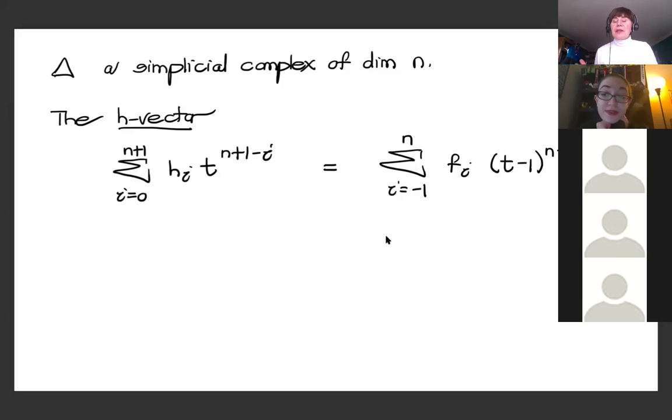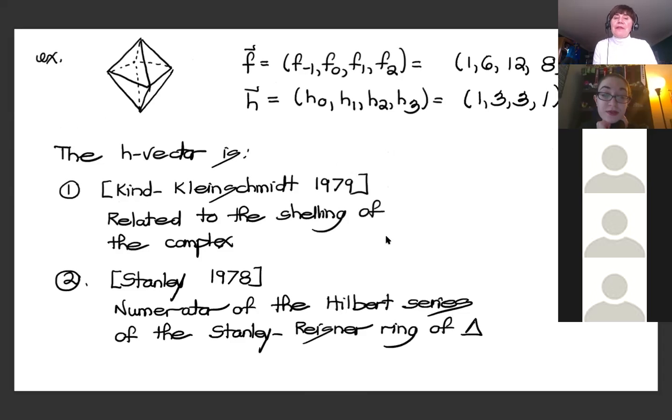And there's something called an H vector, which is where you massage the F vector into the H vector. You stick the F vector as coefficients on some polynomials, and then you multiply everything out, and you get the H vector. Why would this be nice? Well, here I have the octahedron, and I listed its F vector, and below that is its H vector. So this 1, 6, 12, 8 turns into 1, 3, 3, 1. There's something nice about this H vector, very nice and symmetric.